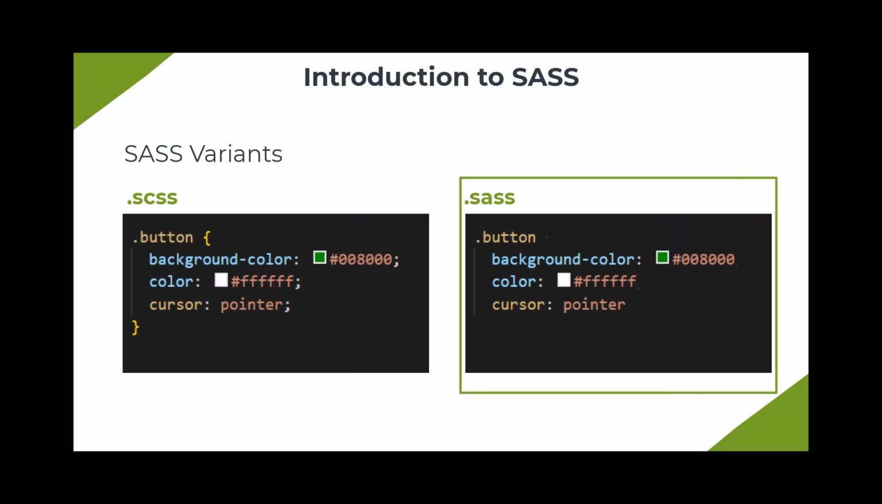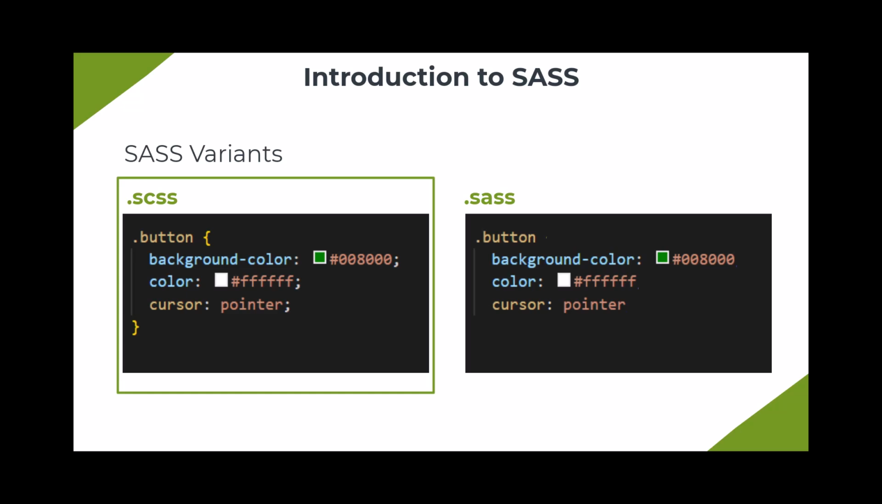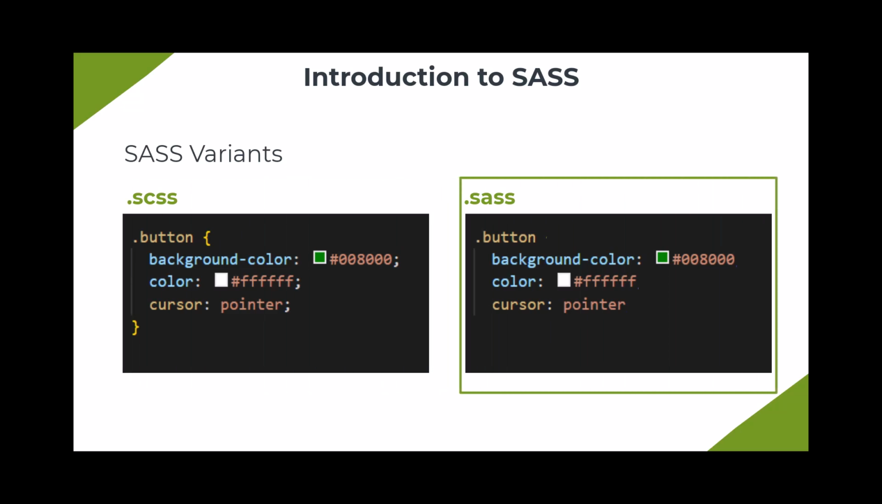Looking at the slide, you observe straight away that the SCSS extension is similar to the original CSS syntax you are already familiar with and have been using, while the .sass extension differs a bit in that it doesn't use the braces and there's no semicolon separating the declarations. Rather, it relies on indentation.